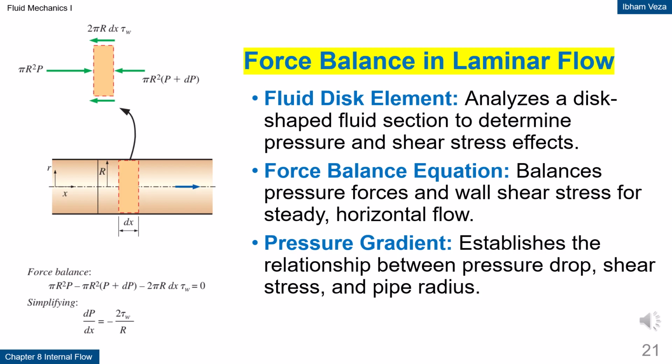Force balance in laminar flow. A disc-shaped fluid element is used to derive the relationship between pressure drop and wall shear stress. A force balance is performed between pressure forces on both sides of the element and the shear force at the surface. From this analysis, the relationship between the pressure gradient and shear stress distribution is obtained. This equation becomes the basis for deriving the laminar velocity profile. This approach shows how basic mechanics laws are applied in pipe flow analysis.